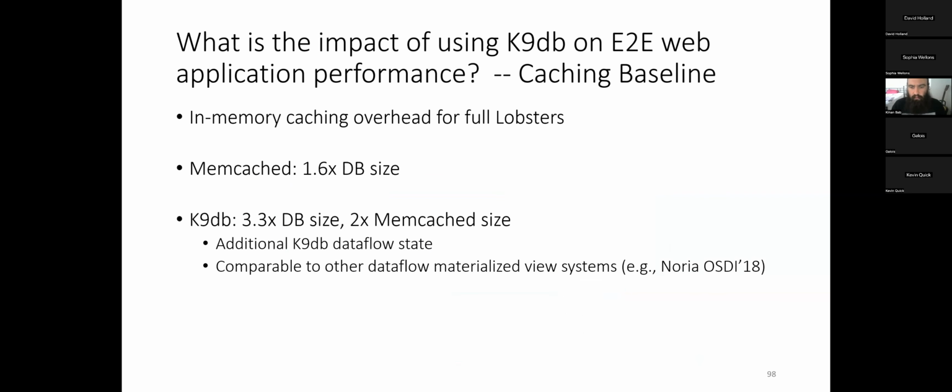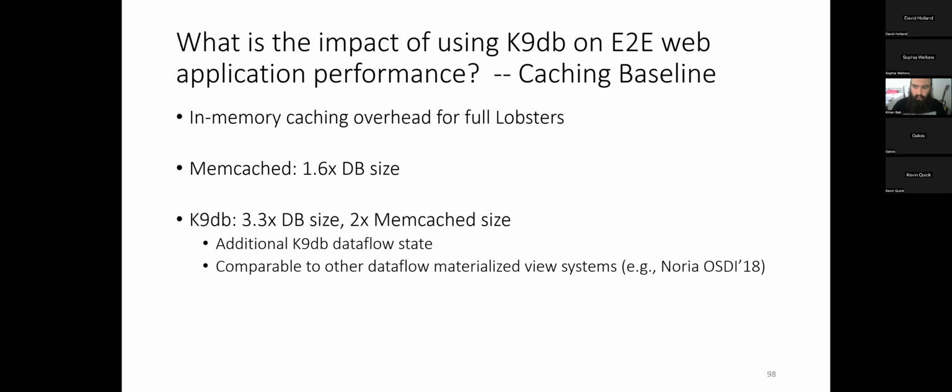Now, in addition to the previous experiment, which is about runtime, about latencies, we also measured the memory overhead that we require for our caching. And this measurement is for the entirety of Lobsters, not just the one query that I showed you before. Using Memcached with the on-demand caching setup, caching adds about 1.6 times the database size in memory overhead. With K9db, this adds about 3.3x the database size, or about twice the size of Memcached.